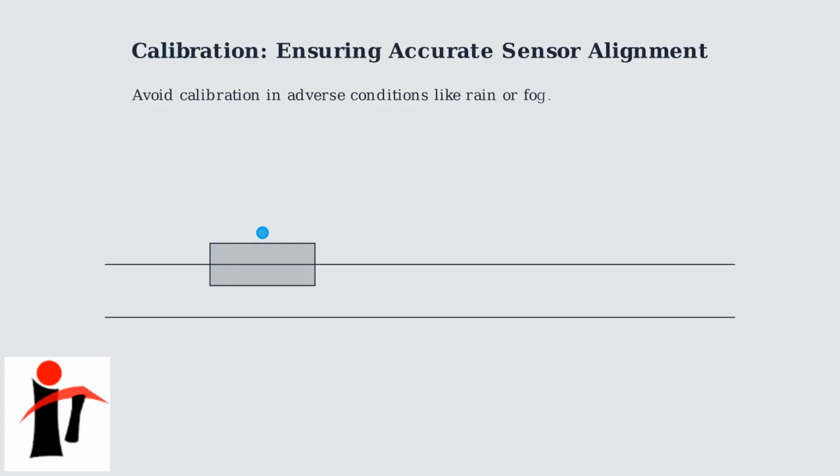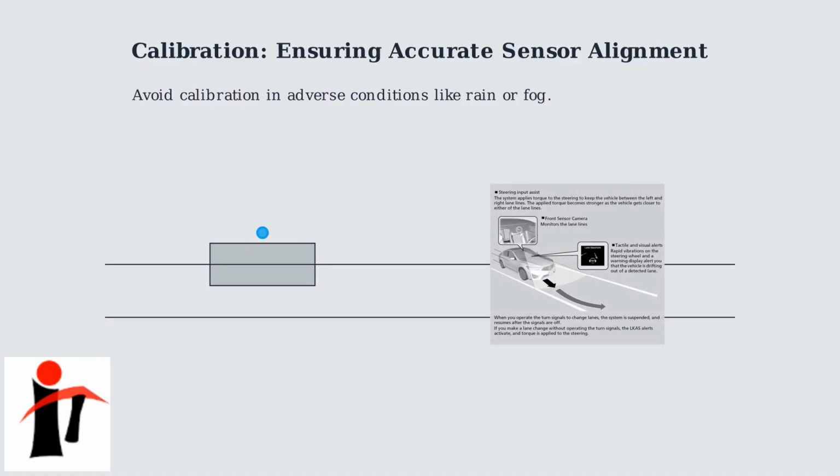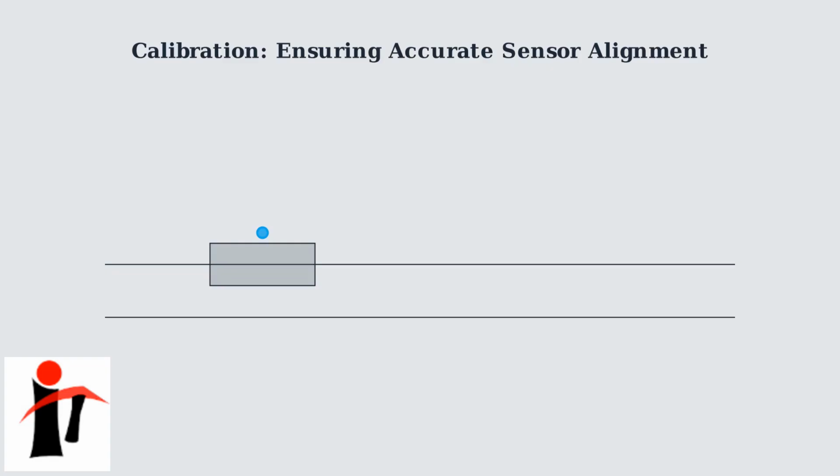Avoid attempting calibration in adverse weather conditions such as rain, fog, snow, or low visibility, as these can interfere with sensor accuracy. If sensors are miscalibrated, the system may exhibit erratic behavior, such as incorrect lane keeping. Always monitor your sensor health through the vehicle's touchscreen to ensure optimal performance.